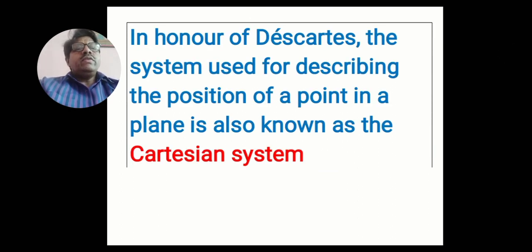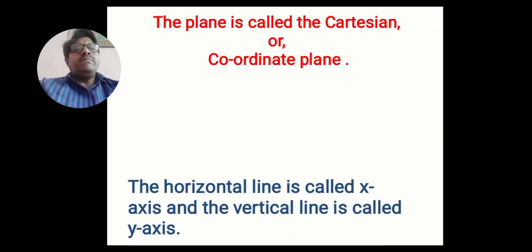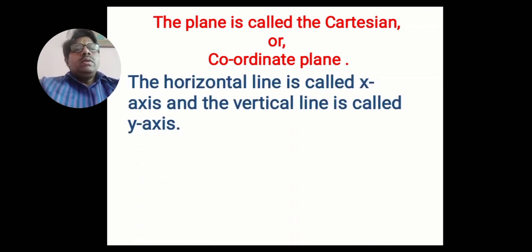In honor of Descartes, the system used for describing the position of a point in a plane is also known as Cartesian system. The plane is called the Cartesian or coordinate plane. The horizontal line is called x-axis and the vertical line is called y-axis.